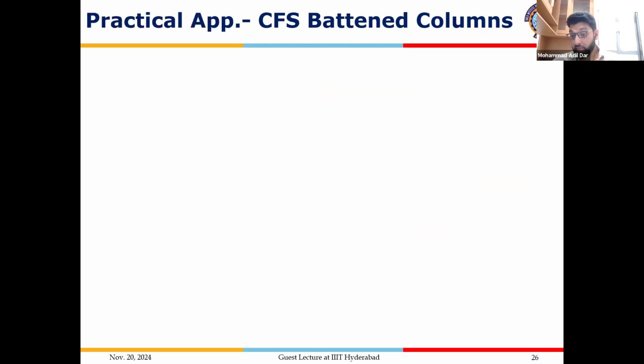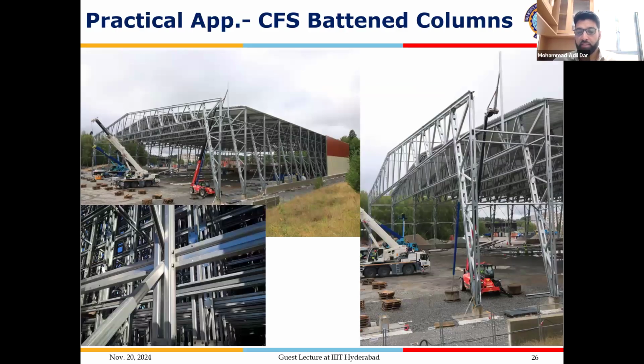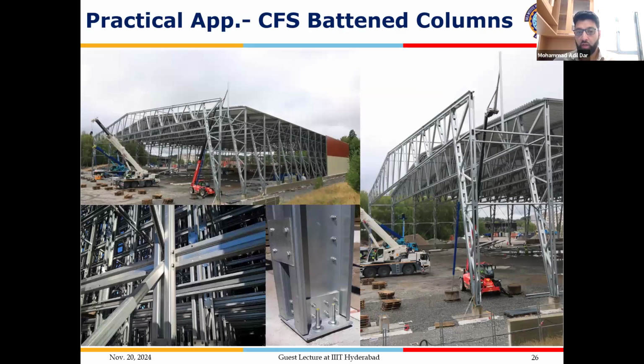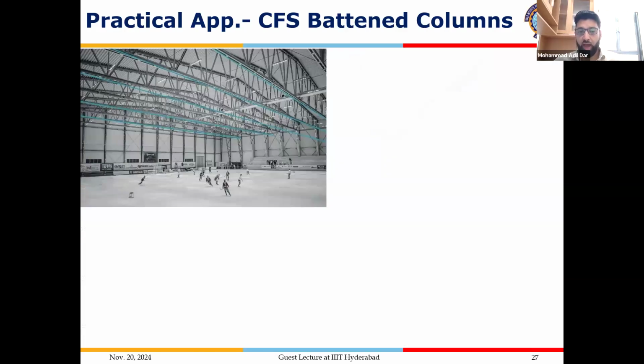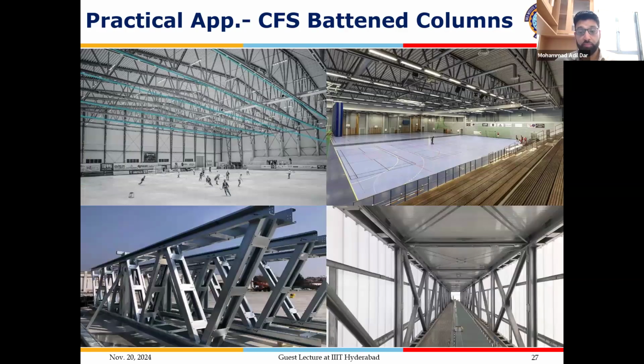Now, what are the practical applications? Well, they are used in large structures where we need column-free spaces. And these are some depictions of how a large structure comprising cold form steel batten built-up members is used, which has application in ice skating rinks, indoor stadiums, and truss girders that are used in footbridges. So again, this gives a perspective of the practical application part.